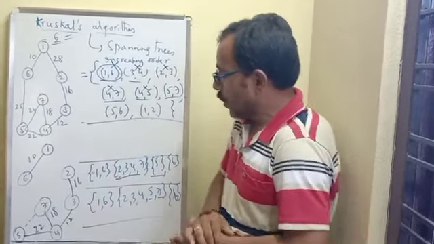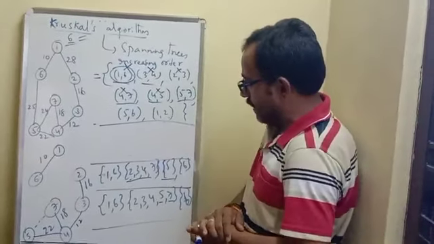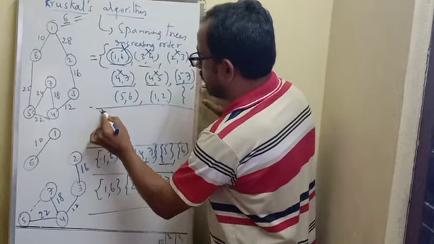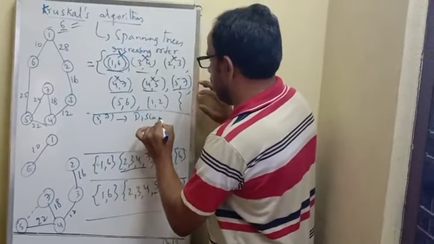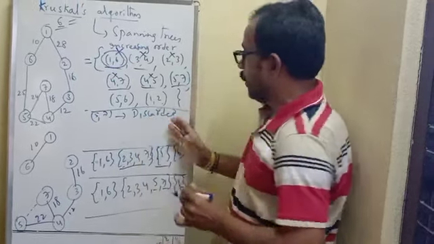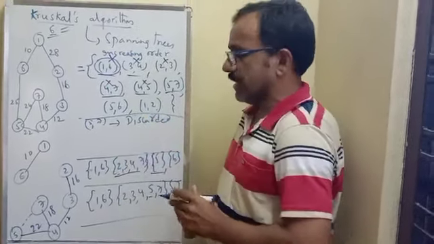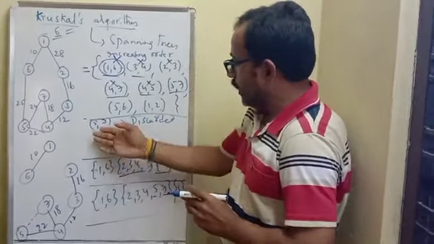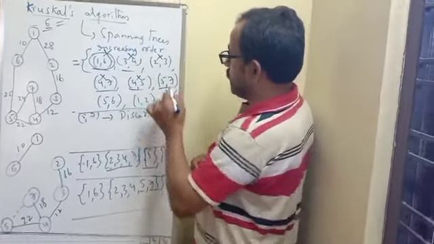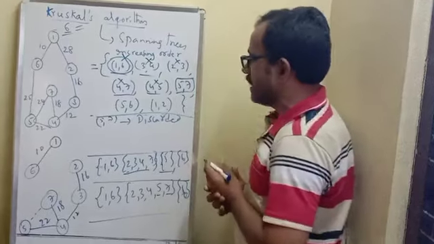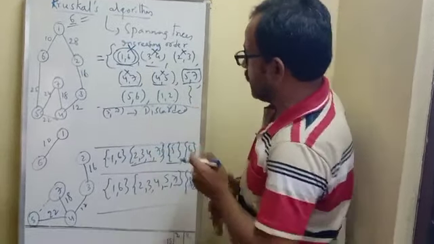Now if we include 5, 7, then 5, 7 makes a cycle. Then simply we write 5, 7 is discarded, because the inclusion of that particular edge constructs a cycle, since 5, 7 are in the same set. Okay, then go to the next one. This 5, 7 is discarded. Then go to the next edge.